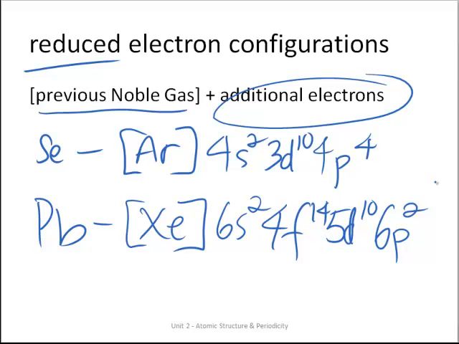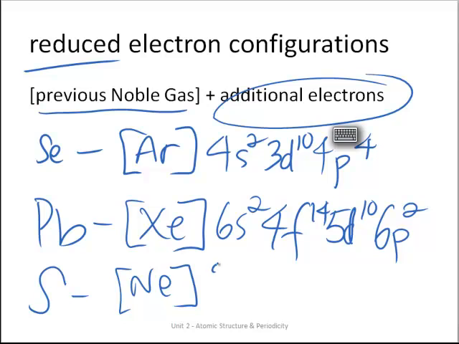Okay, let's write the reduced electron configuration for something a little bit simpler. How about sulfur? Okay, we can see that neon is the previous noble gas for sulfur. And so by writing neon, again, we're writing 1s2, 2s2, 2p6, the 10 electrons corresponding to neon. And then we can write 3s2, 3p4 for sulfur.